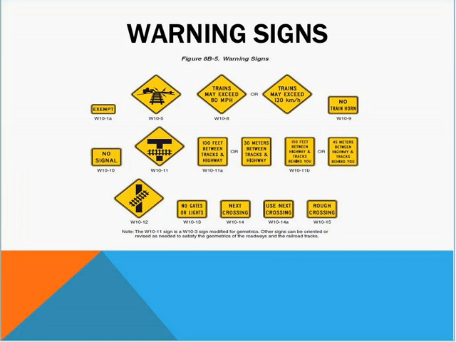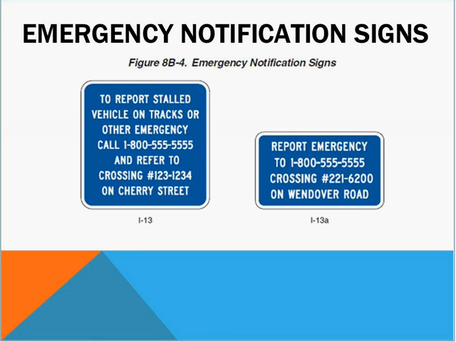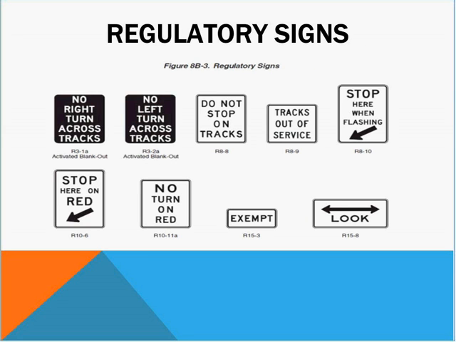There are good sign systems out there. The Manual of Uniform Traffic Control Devices has a good series of signs that train properties can take advantage of and use in terms of making their crossing safer. There are emergency notification signs in case the gates don't work or there is some issue at the crossing. These numbers can be called and immediate action will be taken.